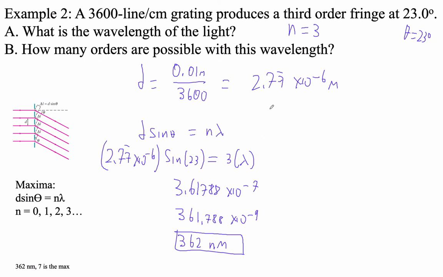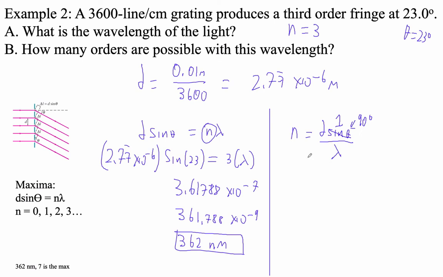Well, theoretically, these orders get very, very faint as you go up, but theoretically, if we solve this for n, n is going to be d sine theta over lambda. Now the maximum theta you can have is 90, so put 90 degrees in there. Well, sine of 90 is just 1, so replace that with 1. So basically it's just d over lambda that is the maximum number of orders.